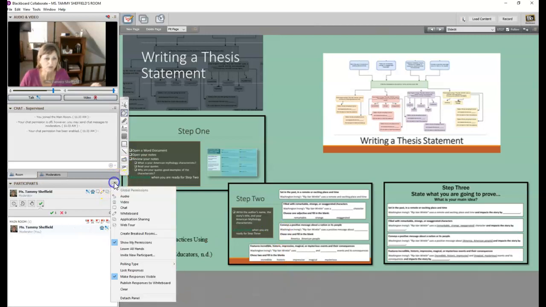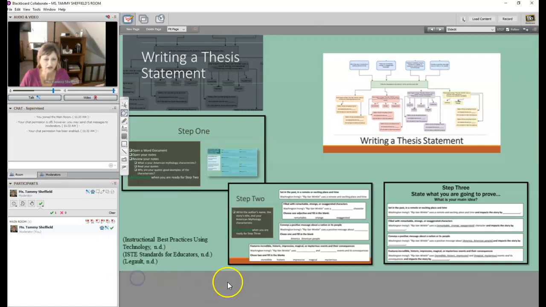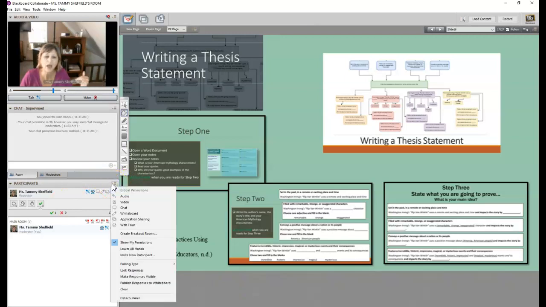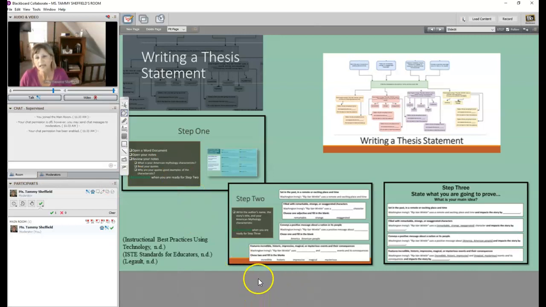And what's really cool about this, I can keep it anonymous by just checking this right here. Make responses visible. When I take that check mark away, I'm the only one that can see who is ready to go. Anyway, in step 1, we've done that. Step 2, they are going to see this screen right here.